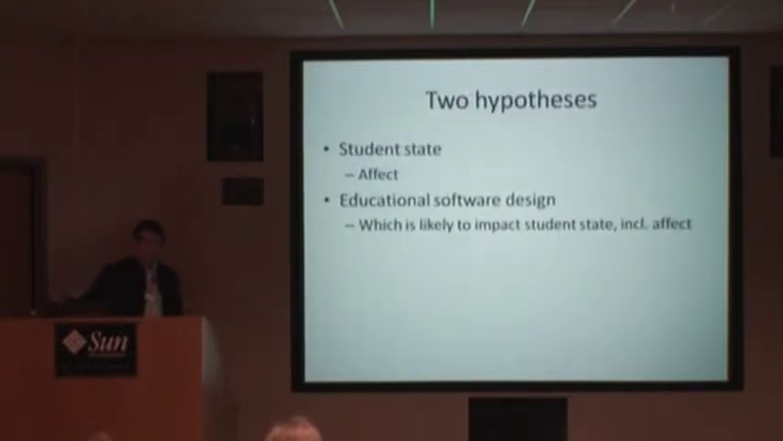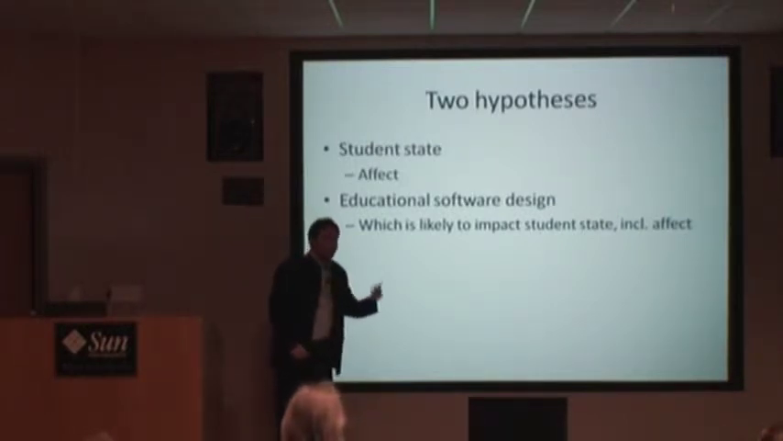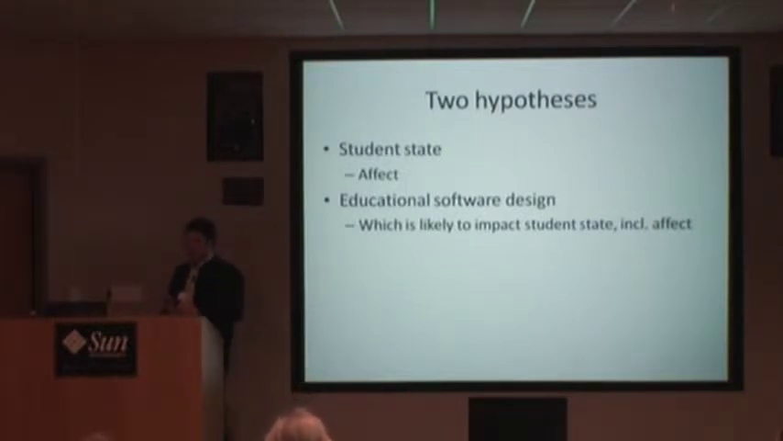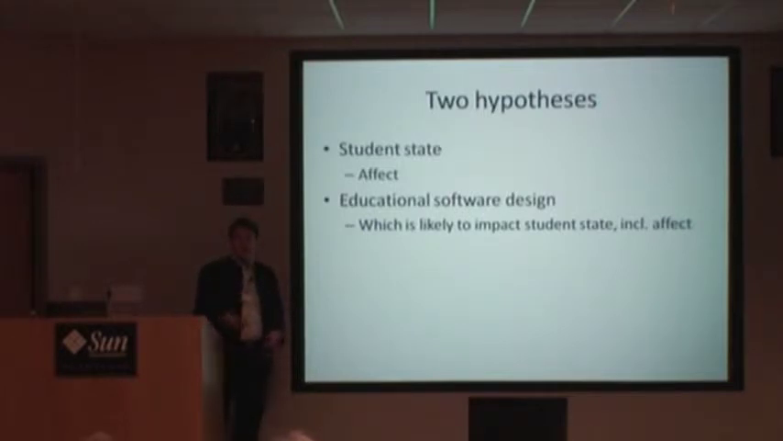Two hypotheses that we came up with, when this pattern started to become clear and we started to realize we'd wasted 3 years of hard work, were that perhaps aspects of the student state, you know, the classic state or trait dichotomy, are predictive, and in particular, perhaps affect. We observed a lot of strong affect in students gaming the system in the field. Another thing was educational software design. You know, perhaps it's our fault. Perhaps we're the ones making them game by our bad design.